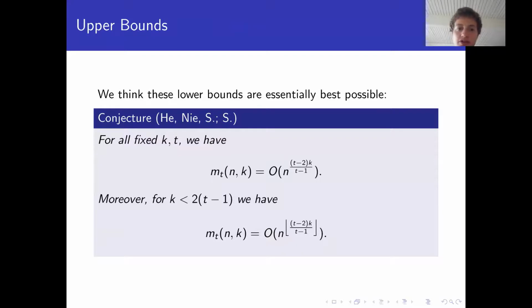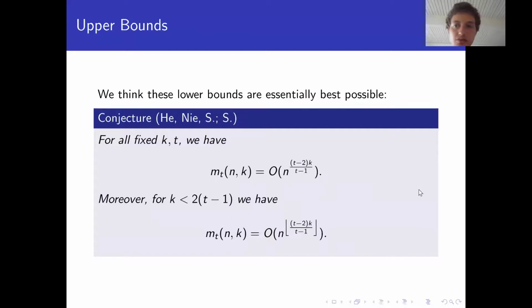And in total, we think that these lower bounds are essentially best possible. So in particular, for all fixed K and T, we think there should be an upper bound of roughly n to the (T minus 2)K over (T minus 1). And moreover, it might be the case that for small K, you can get a stronger upper bound here using a floor instead of just this. And in total, this conjecture in full would be best possible up to the little o(1) terms due to these constructions that I mentioned up to this point. So formally we conjecture this. Personally, I think this is also probably true, but we didn't formally put it in. I just wanted to put this all in one box.